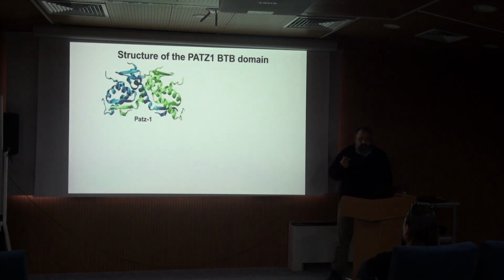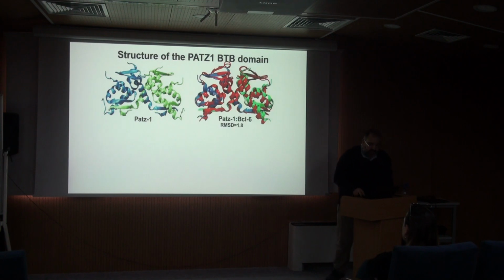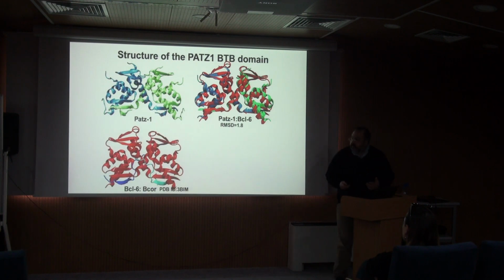So we wanted to see if PATS1 can also interact with these core repressors, because as you saw, the structures are quite similar. So that's our mouse PATS1 protein. And when we just overlay the PATS1 and the BCL6 crystal structures, they look quite similar. I mean, the RMSD is quite low. And here is the BCL6 bound to one of the core repressors.